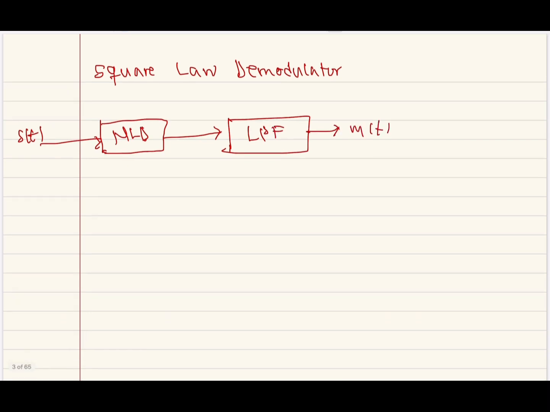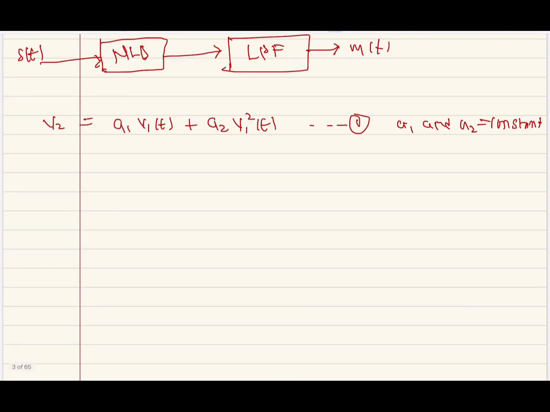As we are all aware, in the modulation technique for the square law method, V2, which is the output of the nonlinear device, was given as V2 equal to A1 V1 of t plus A2 V1 square of t, where A1 and A2 are all constants. So this is how we do it.